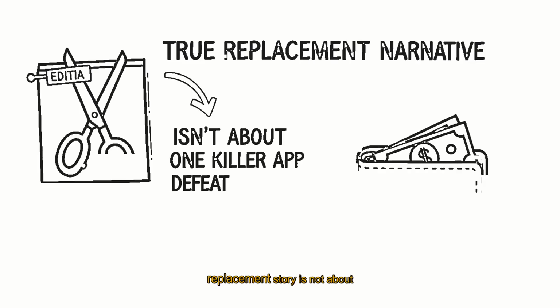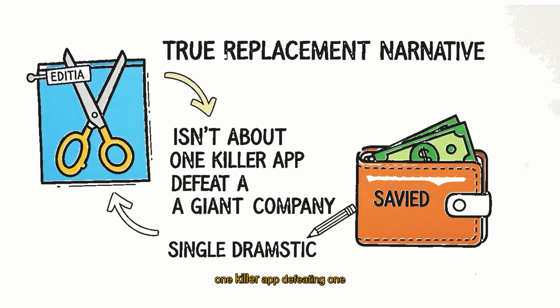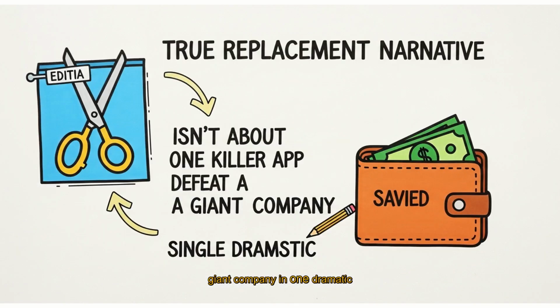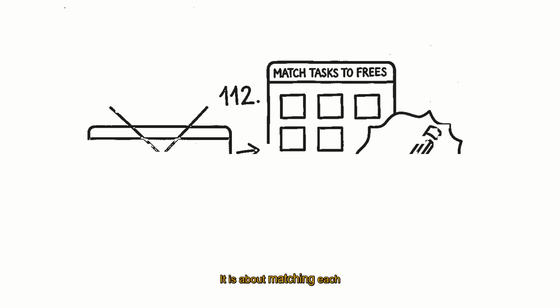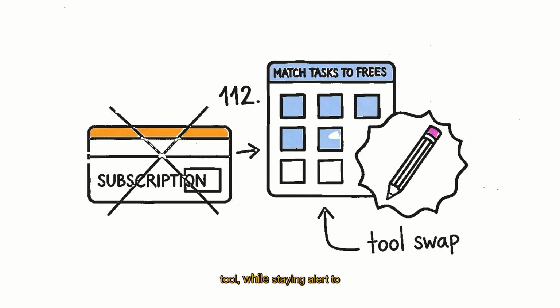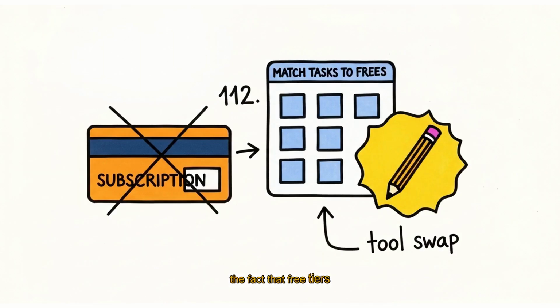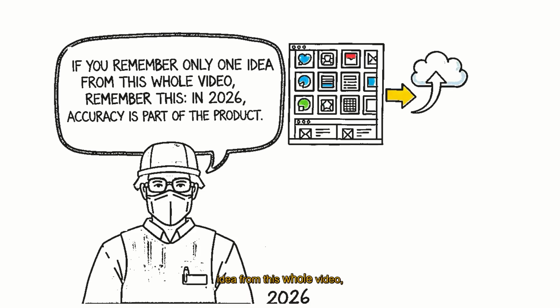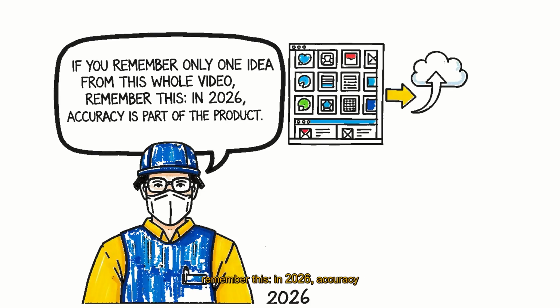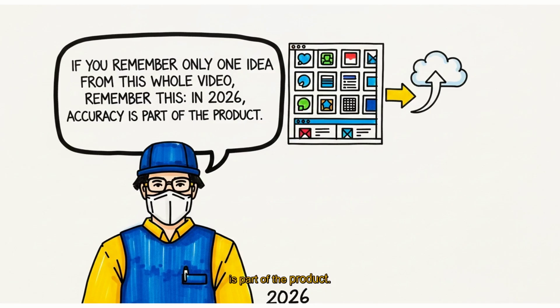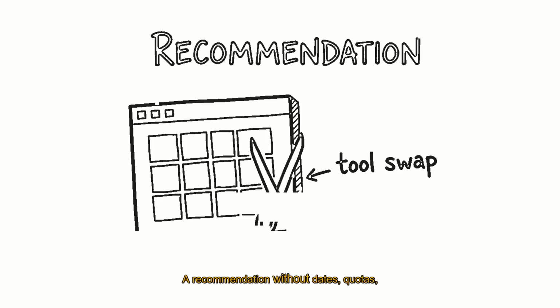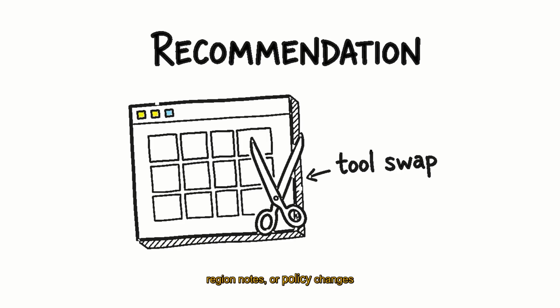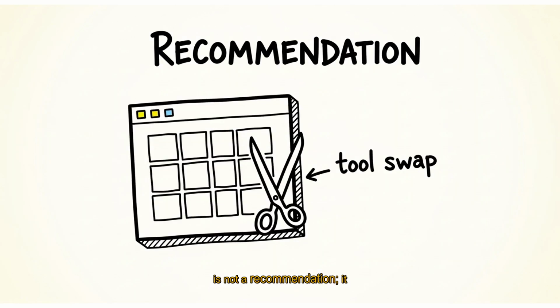That is why the real replacement story is not about one killer app defeating one giant company in one dramatic moment. It is about matching each task to the right free tool, while staying alert to the fact that free tiers change constantly. If you remember only one idea from this whole video, remember this. In 2026, accuracy is part of the product. A recommendation without dates, quotas, region notes, or policy changes is not a recommendation. It is just temporary hype with nice editing.